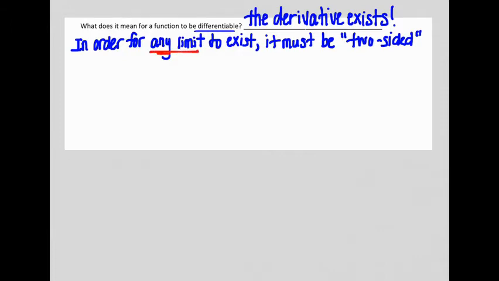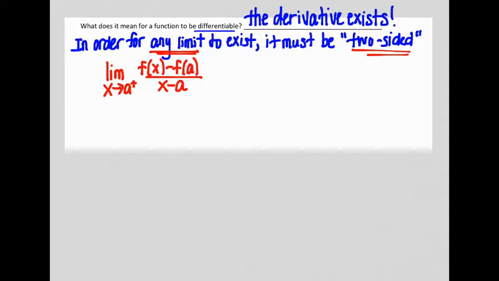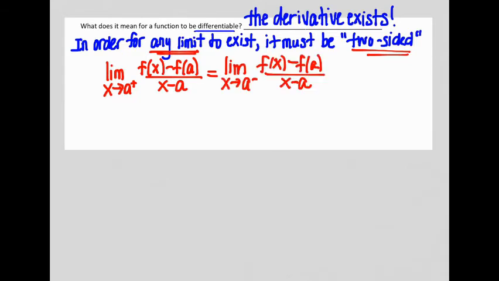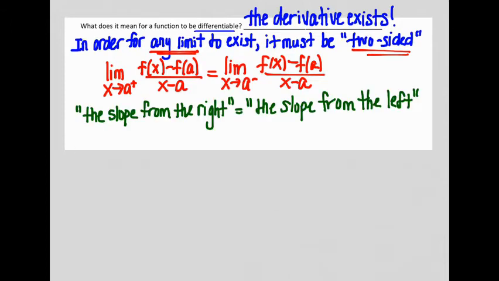So in order for any limit to exist, it has to be two-sided, meaning the limit as x approaches a from the right of f of x minus f of a all over x minus a has to be equal to the limit as x approaches a from the left of f of x minus f of a all over x minus a. And if we just described the derivative as the slope, then we're talking about the slope of the tangent line, or the slope from the right side has to equal the slope from the left in order to say it's differentiable. The derivative is the slope of the tangent line, not just the y value.